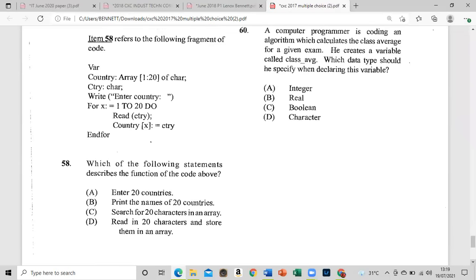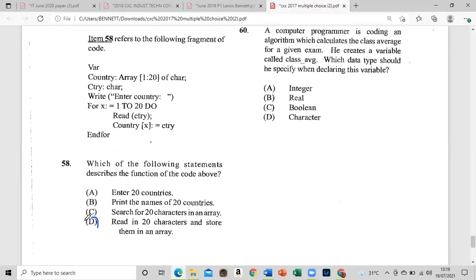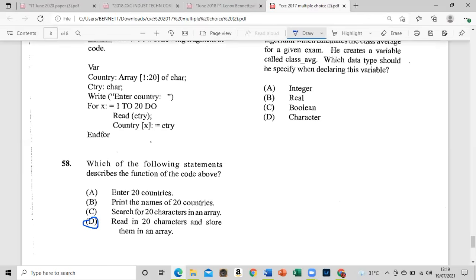Which of the following statements describe the function of the code above? Is it A, enter 20 countries? B, print the names of 20 countries? C, search for 20 characters in an array, or is it D, read 20 characters and store them in an array? All right, so that is D. Let's move on to 59.